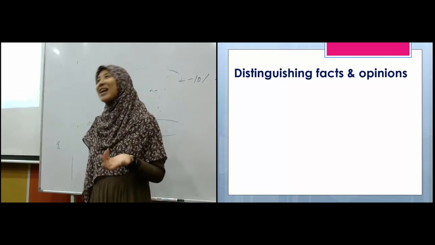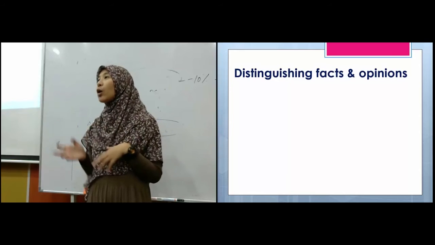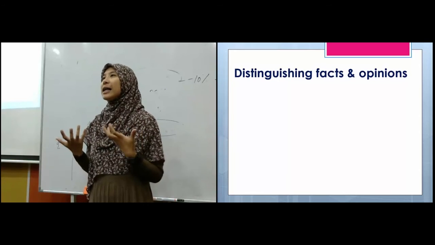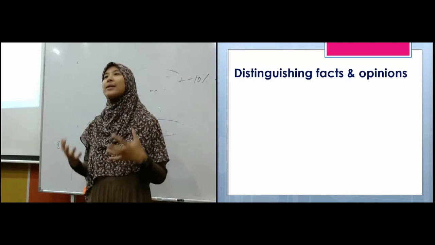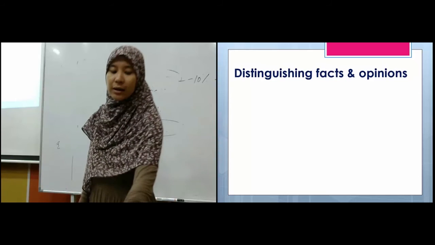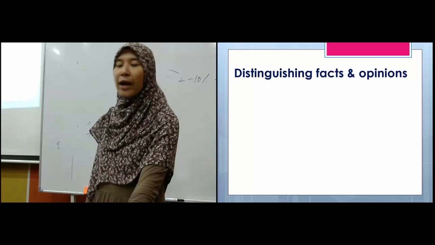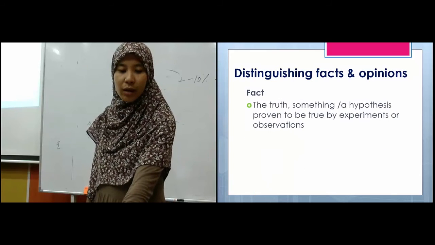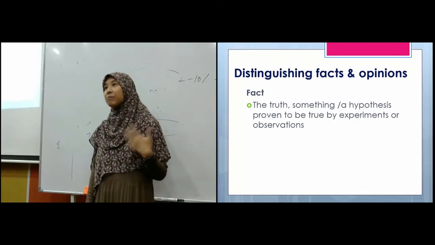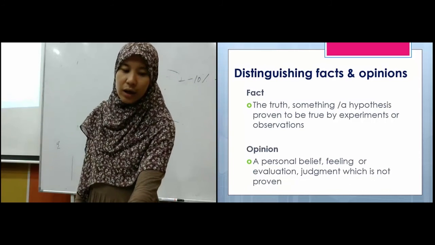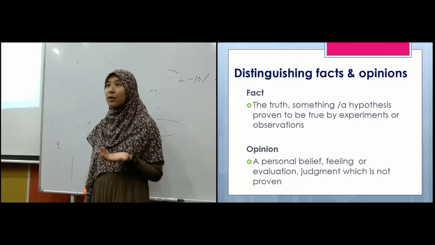In reading, it is also very important for you to differentiate between facts and opinions, because writers sometimes include facts in a text, or they use their own opinions in a text. So it is very important to differentiate between facts and opinions. A fact is the truth, something that has been proven, whereas an opinion is based on your personal belief, which means you can say anything because that is your opinion.